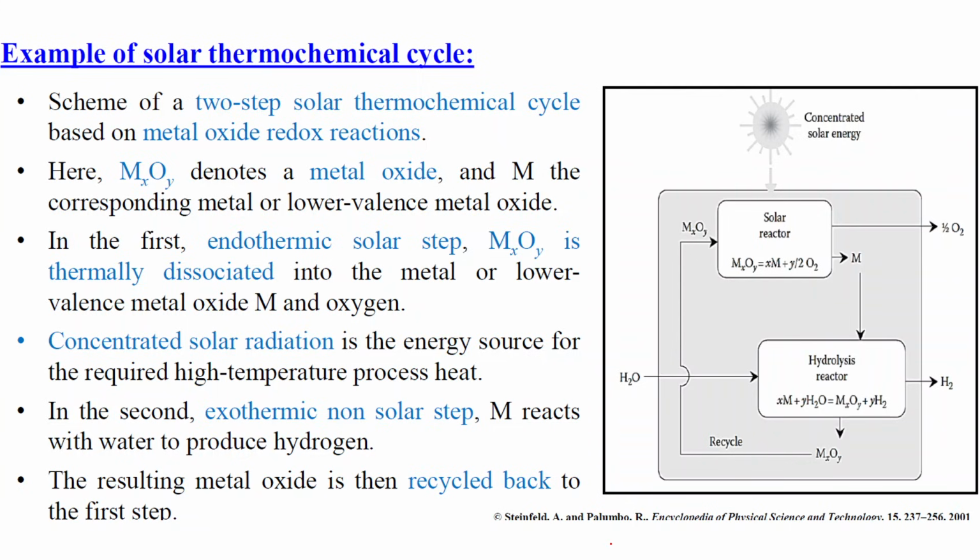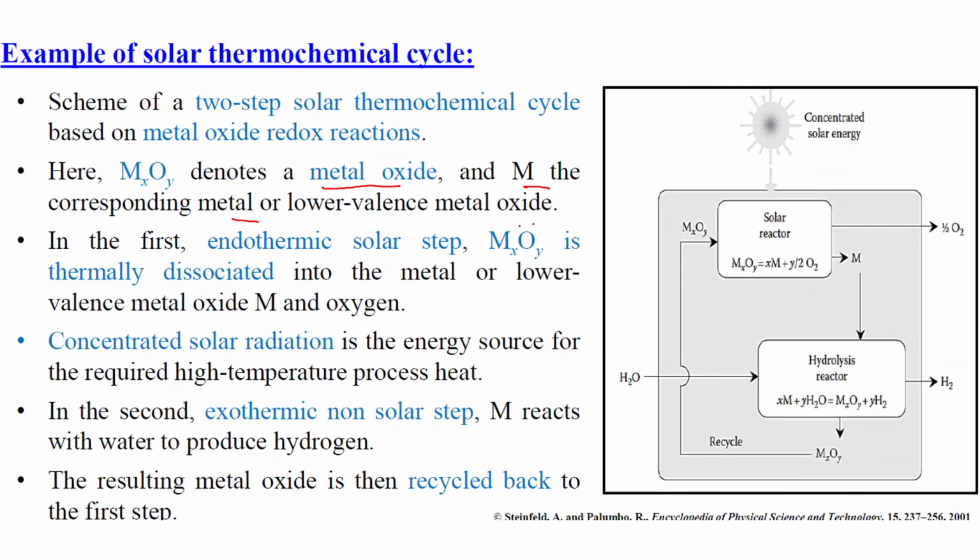Now, for example, what is the mechanism of this solar thermochemical cycle? We need to discuss. This is a scheme of a two-step solar thermochemical cycle. Here MxOy is basically a metal oxide, where M is the metal and O is the oxygen.